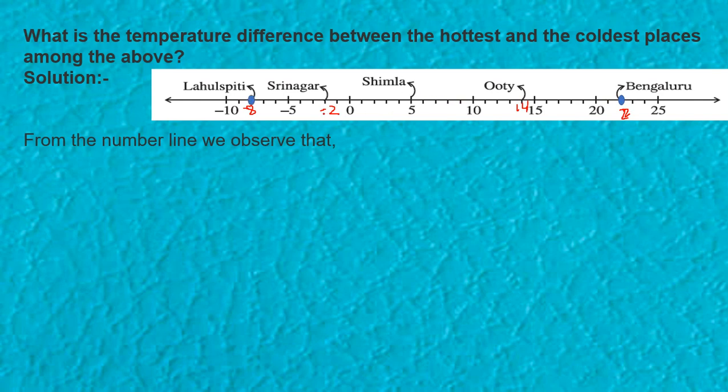Now we observe that 14 and 5 and then -2, and then it goes in the left direction, that means in the negative direction. On the number line we get -8 for Lahaul Spiti. Now this number -8 is in the negative direction, that means as we go to the left side of 0, the number keeps decreasing in the left direction from 0.